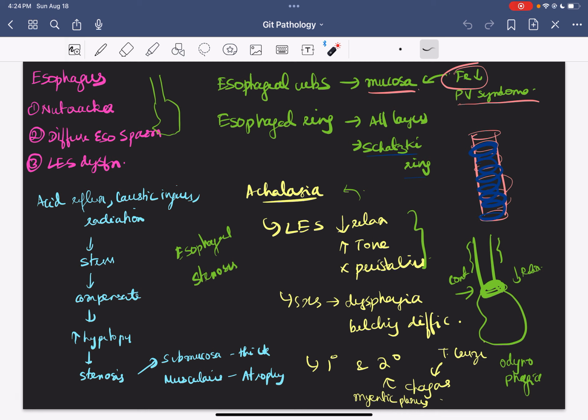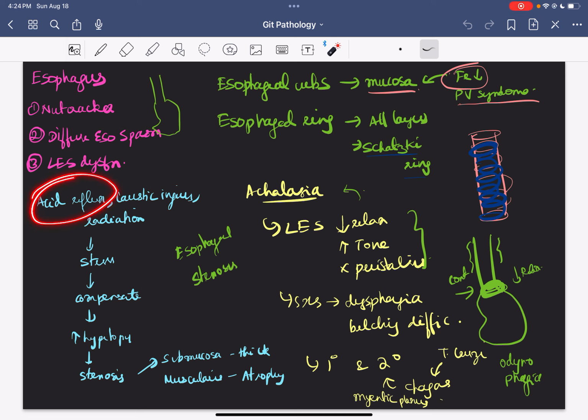Okay, now let's go to the esophagus. In the esophagus, you have nutcracker esophagus, diffuse esophageal spasm, and LES dysfunction. LES means lower esophageal sphincter. Nutcracker esophagus is when the lower esophageal part spasms abnormally. Diffuse esophageal spasm is spasm across the esophagus in a diffuse pattern. LES dysfunction, we'll be talking more about it later.